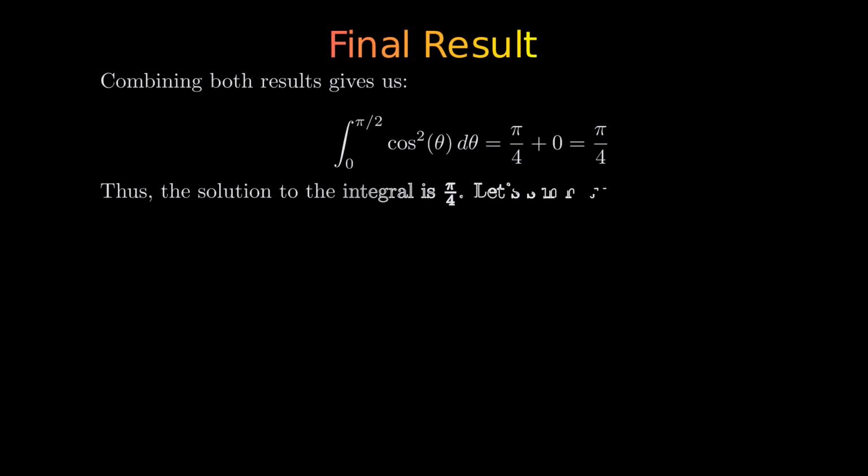Combining both results gives us the integral from 0 to pi over 2 of cos² theta d theta equals pi/4 plus 0. Thus, the solution to the integral is pi/4. Let's summarize these findings.